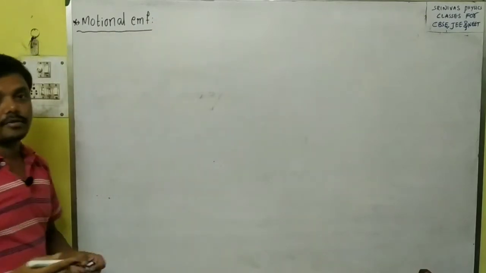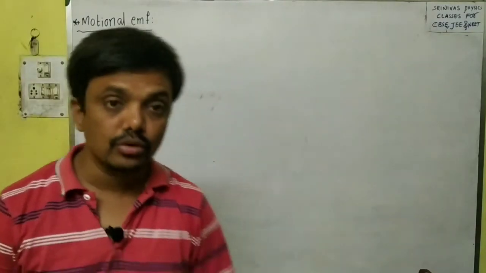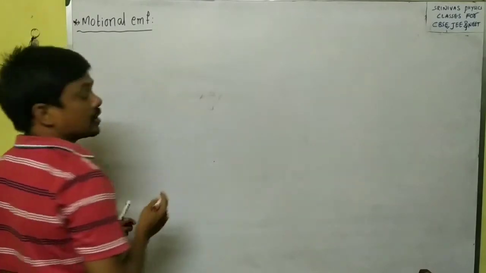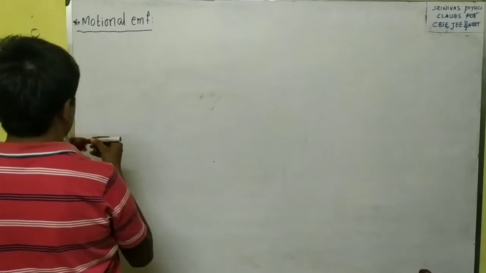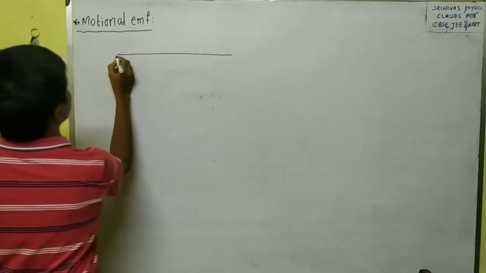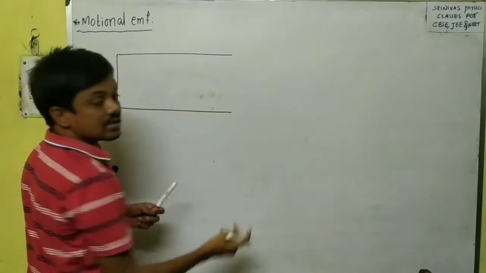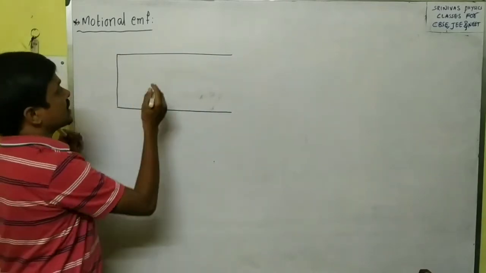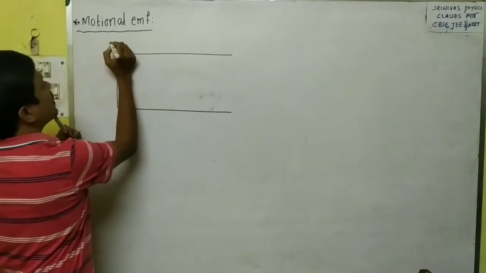Motional EMF. Then in this, what am I going to derive? I am going to derive the induced EMF formula in a certain special situation. For example, this is a conductor. It is a wire, without insulation, and now it is bent in the shape of a rectangle.